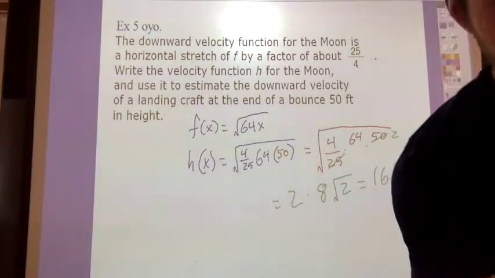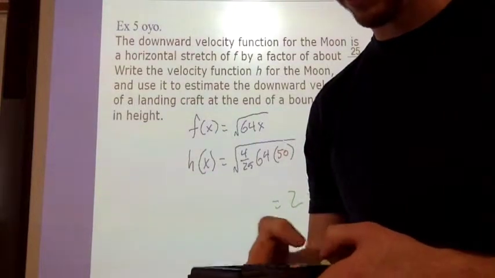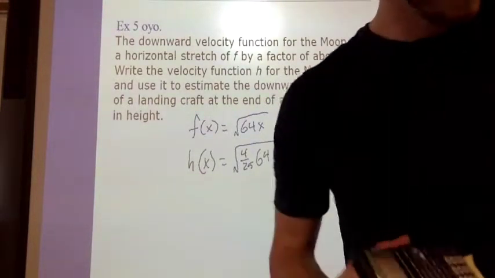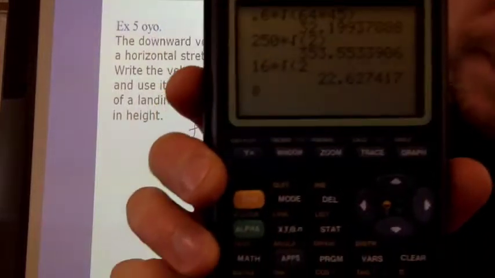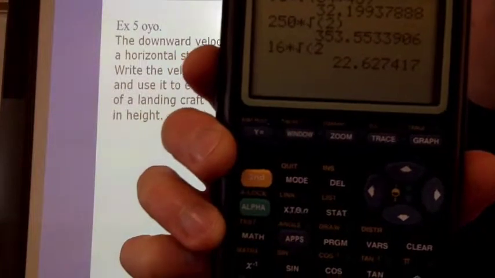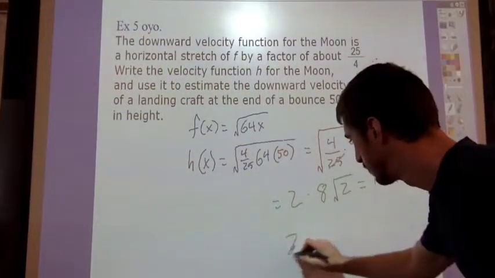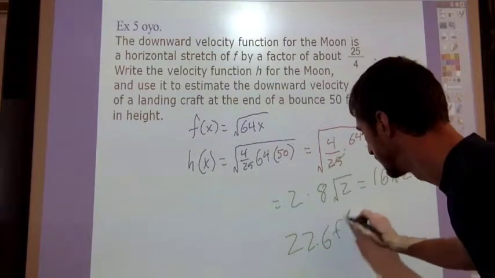I'm going to plug that into my calculator and see what I got. 16 times the square root of 2 equals, see that at the bottom there, 16 times the square root of 2 is 22.6. 22.6 feet.